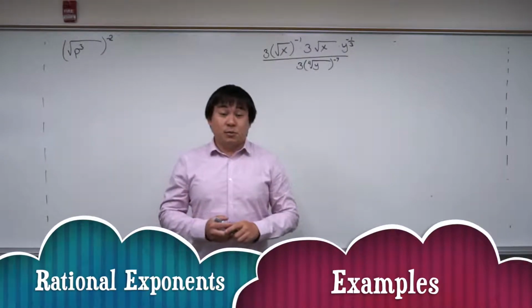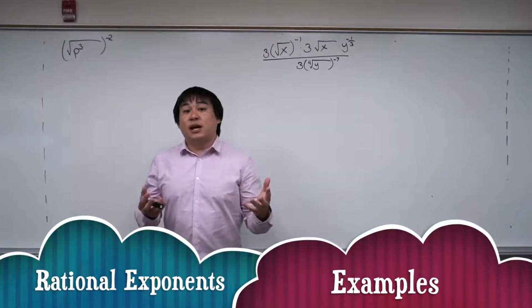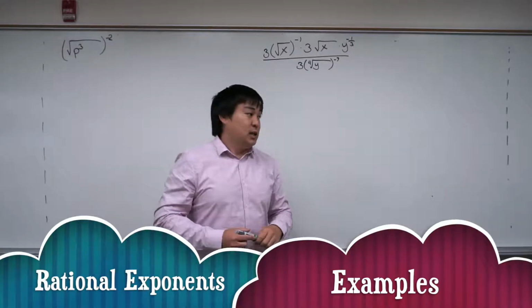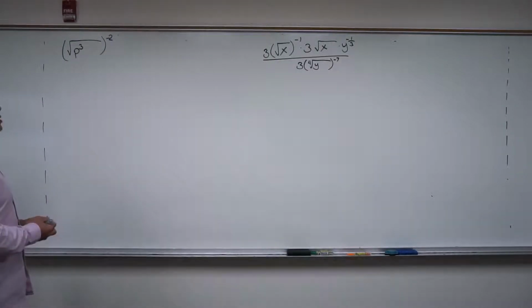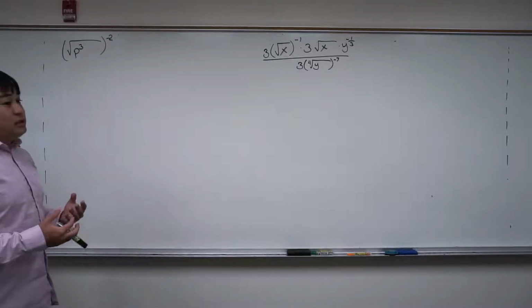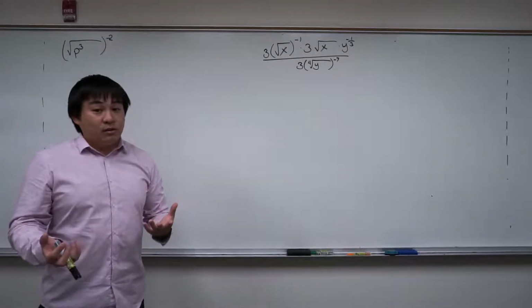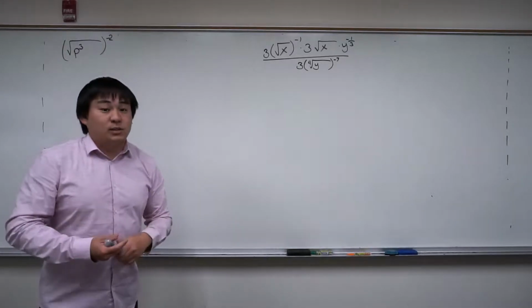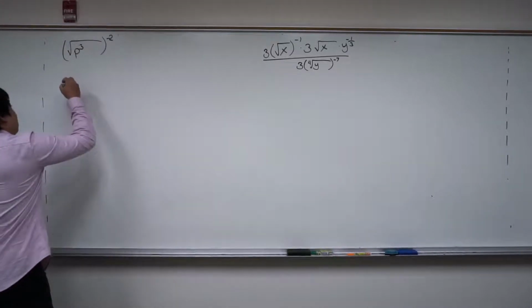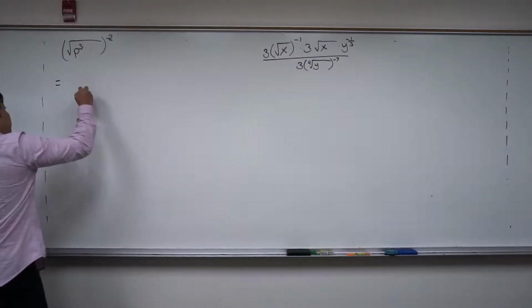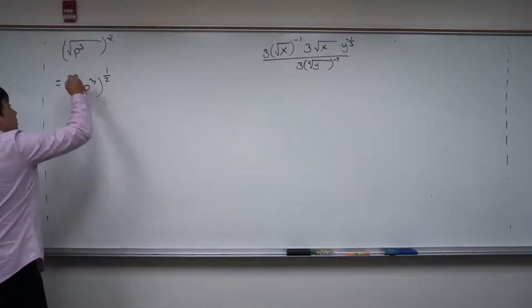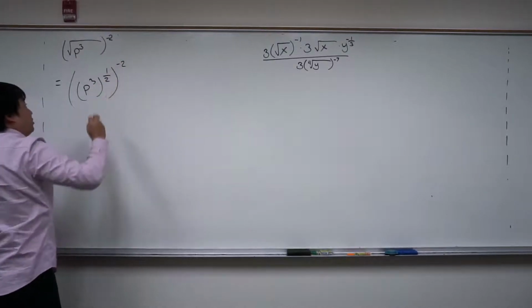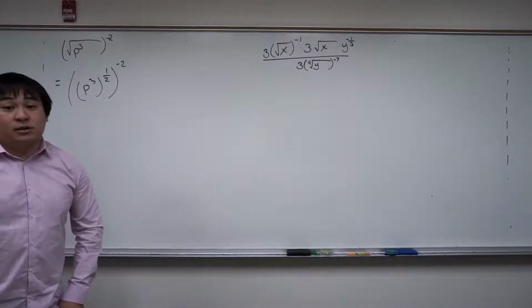Okay, so let's do a couple more examples where we're using the exponent rules and the fraction rules. So in this problem over here, there are a couple of ways to do it. What I prefer to do is just get rid of all those radicals first, and then just start using the exponent rules right away. So here, the square root is going to be a half exponent. We also have that -2 out in the top.